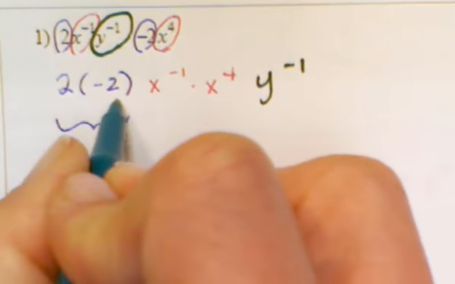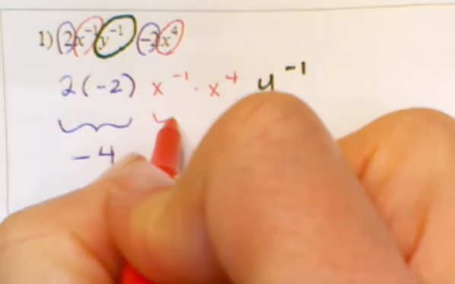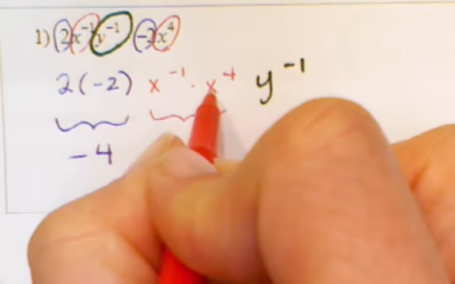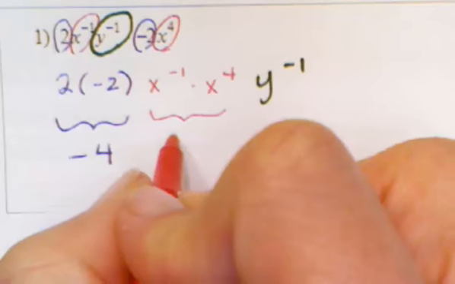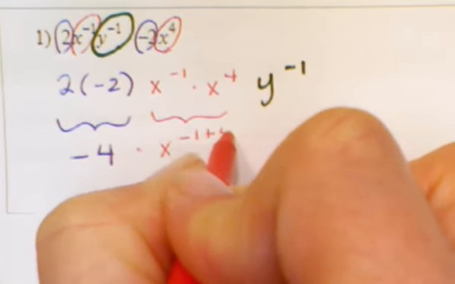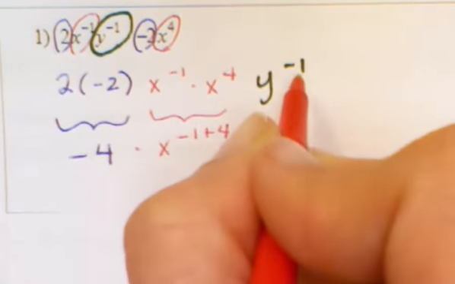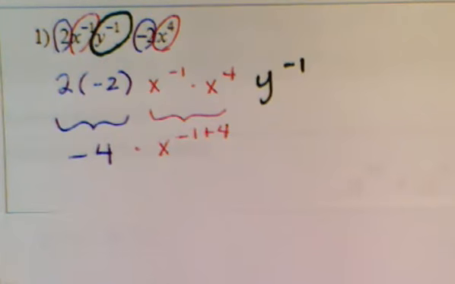So multiplying 2 times -2 gives us -4. If you multiply x to the -1 times x to the 4, remember we still follow our rules of exponents. So this is going to be x to the -1 plus 4. We have the same base. We're going to keep the base and add the powers. We couldn't combine it with our y because that's separate.